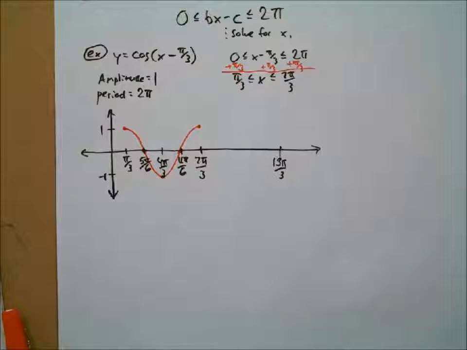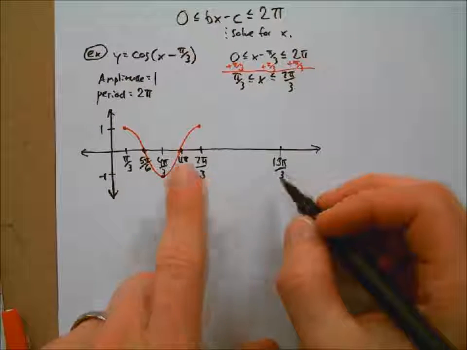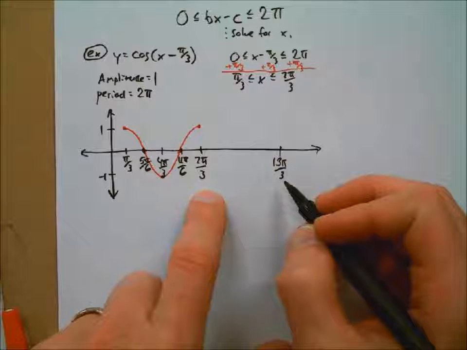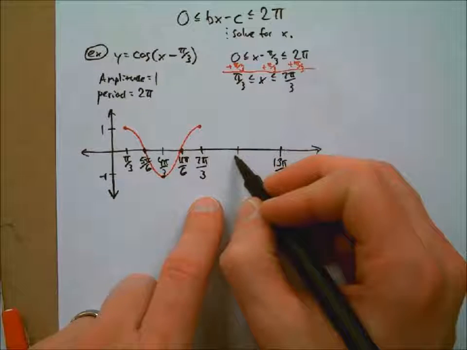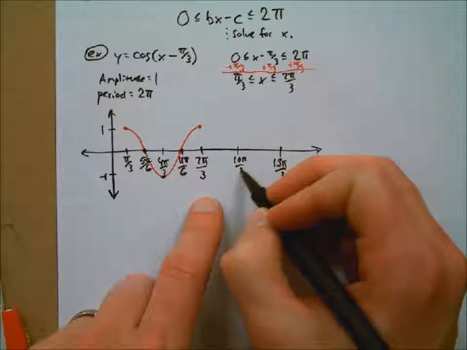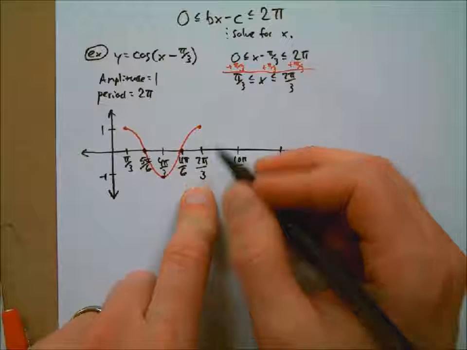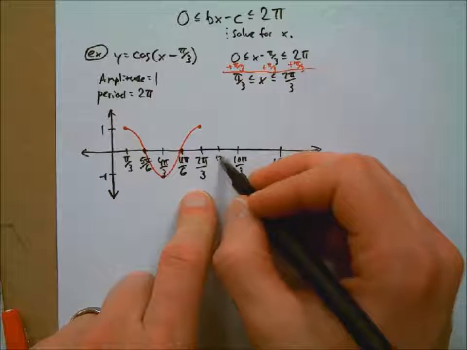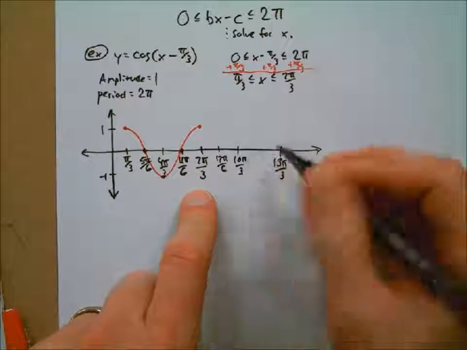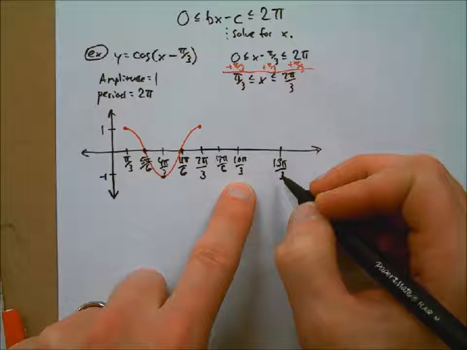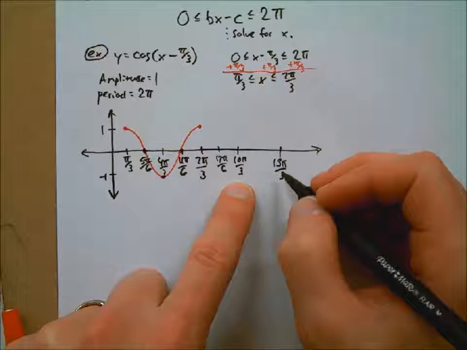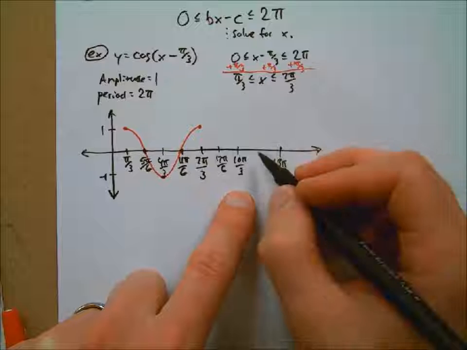Okay, like that. And again, we'll find the halfway points. So 7 pi over 3 plus 13 pi over 3 is 20 pi over 3, divided by 2 is 10 pi over 3. 7 pi over 3 plus 10 pi over 3 is 17 pi over 3, divided by 2, 17 pi over 6. And then 10 plus 13 is 23, divided by 2, then 23 pi over 6.